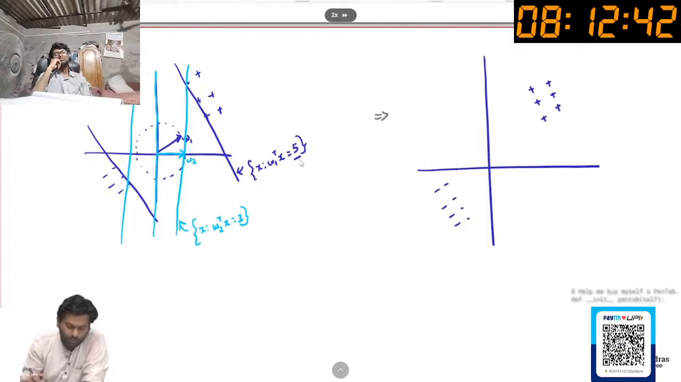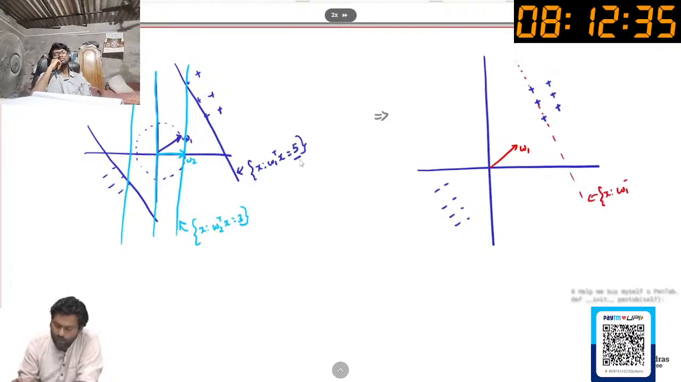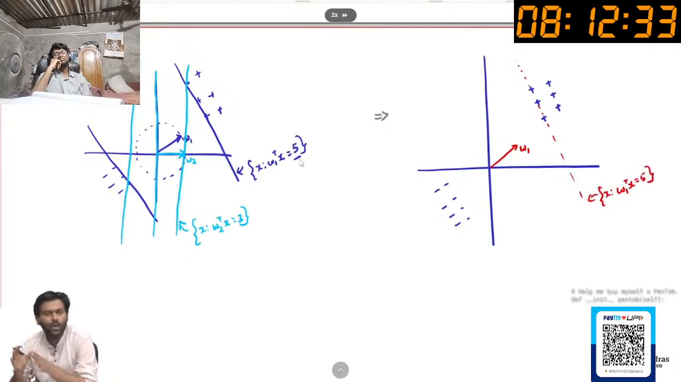Now if I want w1 in this direction, this w1 has this line as, let's say, the set of all x such that w1 transpose x equals 5. This was our earlier w1. Now this w1 I will not allow in my set of feasible w's. I'm only going to allow w such that gamma is exactly 1.